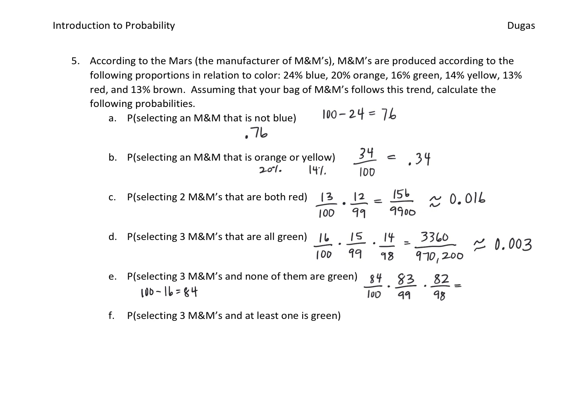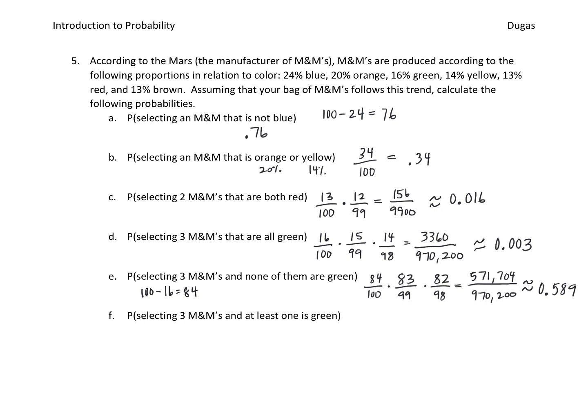So 84 times 83 times 82 gives us 571,704. And 100 times 99 times 98, we found above, is 970,200. And when we divide those, we get 0.589. So that's the probability that none of the M&Ms are green.